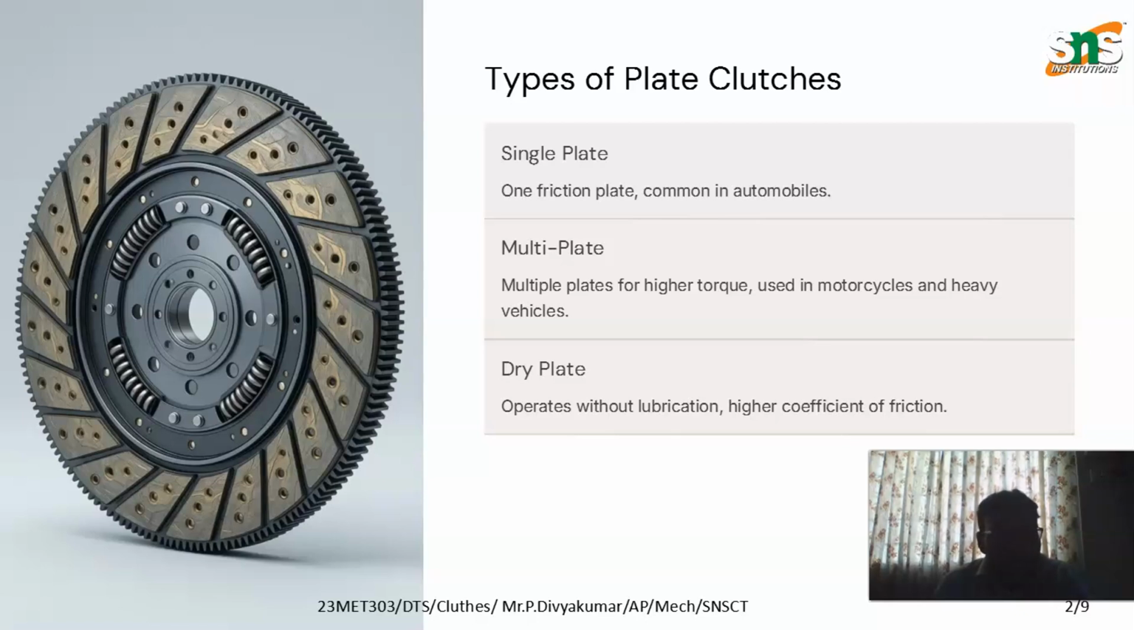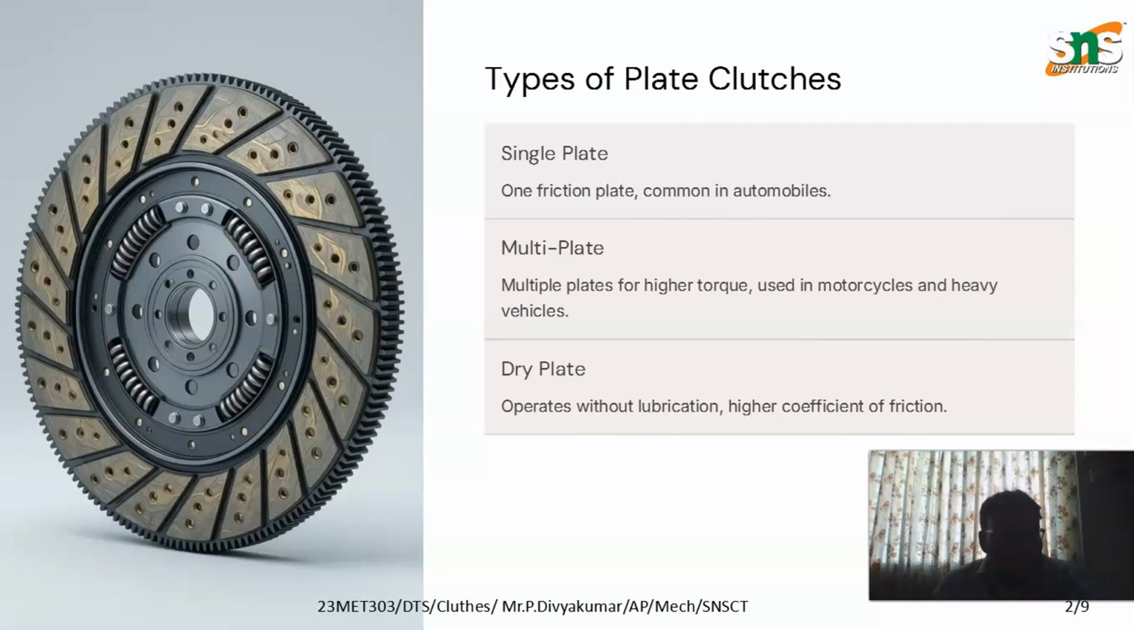The limitations or disadvantages of clutch plates are wear of friction plates, heat generation between the plates, and periodic maintenance is required. Applications of plate clutches: they are majorly used in automobiles, motorcycles, CNC machines, industrial power transmission systems, etc.